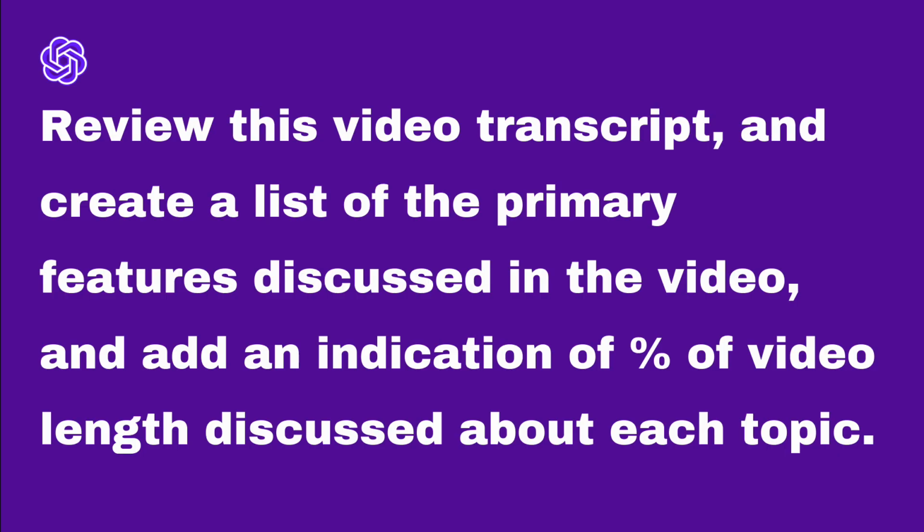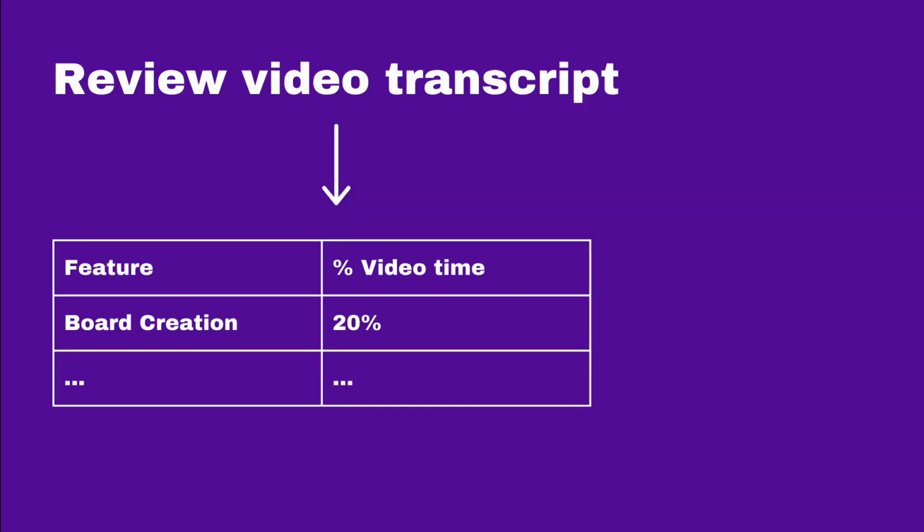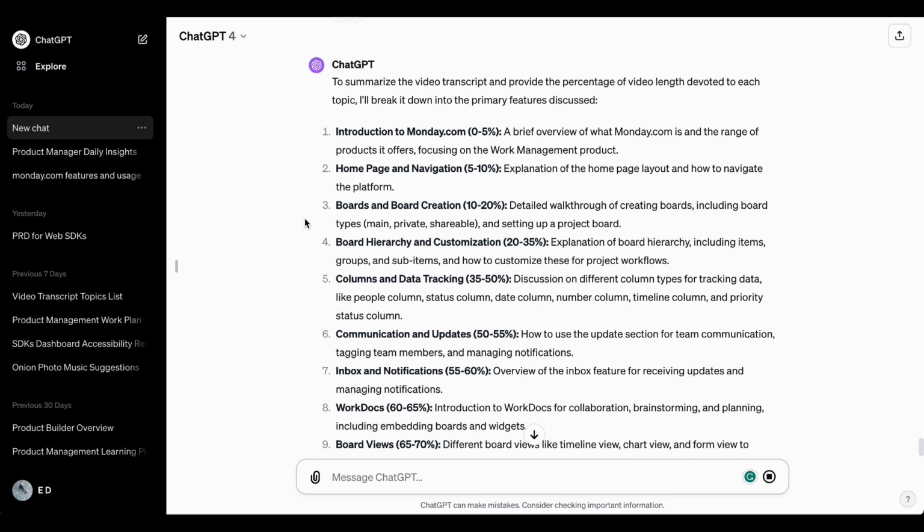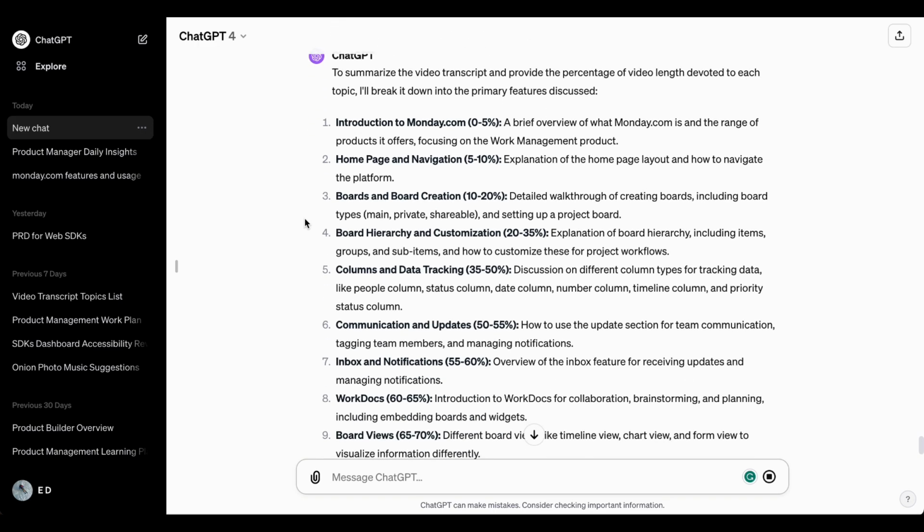In the prompt, I'm asking GPT to create a list of discussed features and then rate them by the percentage of time they were discussed in this video. This will give me the primary features that Monday thinks are the most important ones. Now all that's left to do is review the results, and that's it. And we've done it really quickly, right?